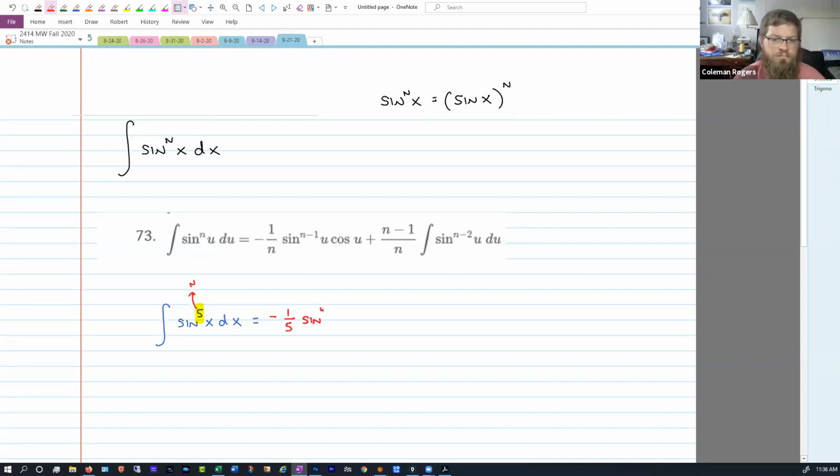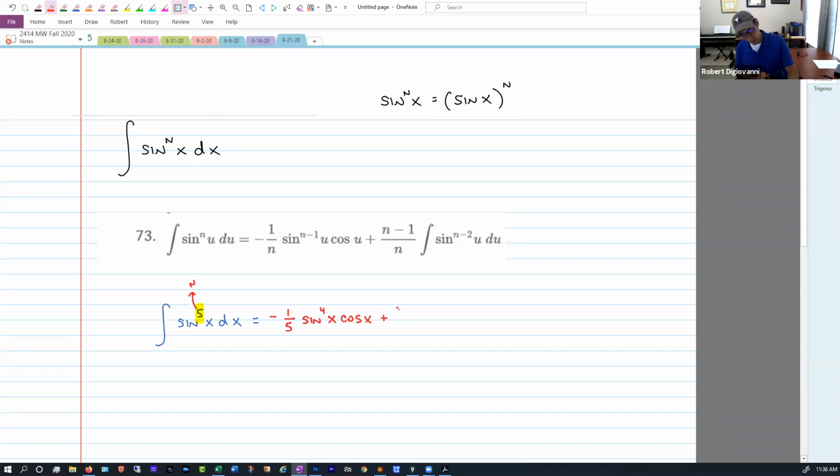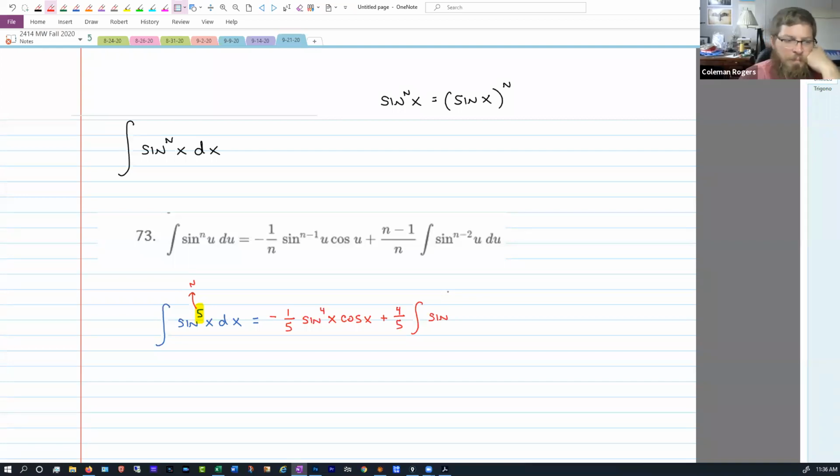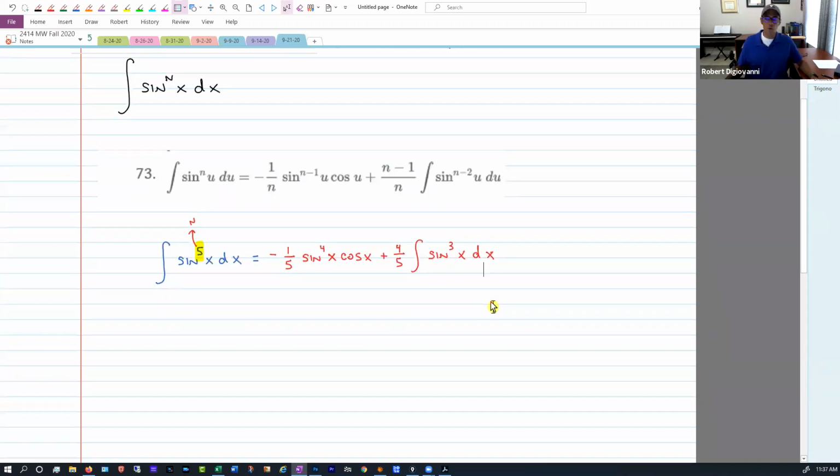So sine to the 4th. Now I'm using x instead of u. x cosine x plus, okay, n minus 1 is 4 over n, which is 5, so 4/5 integral sine to what power? 3. Sine to the 3rd of x dx. Okay, so what this formula has allowed me to do is take an integral of sine that was to the 5th power and come up with an answer, but I still have an integral in here, but now I have to the 3rd power.